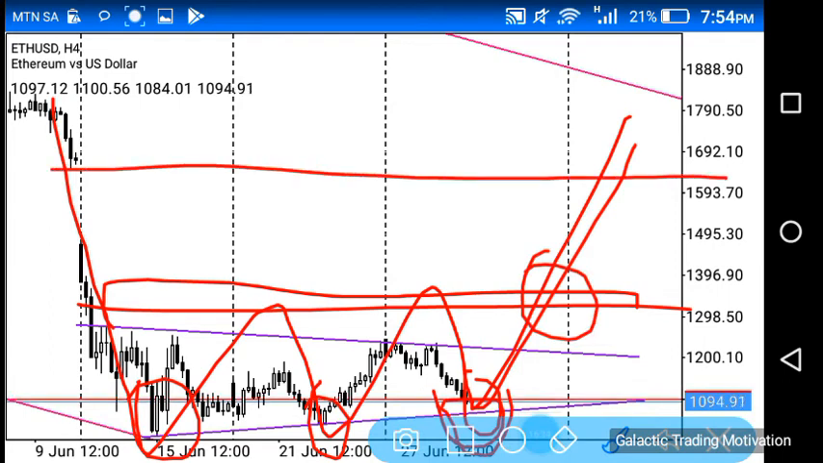So that is it, guys, in as far as my analysis goes of Ethereum USD. If you have any further questions, just let me know.